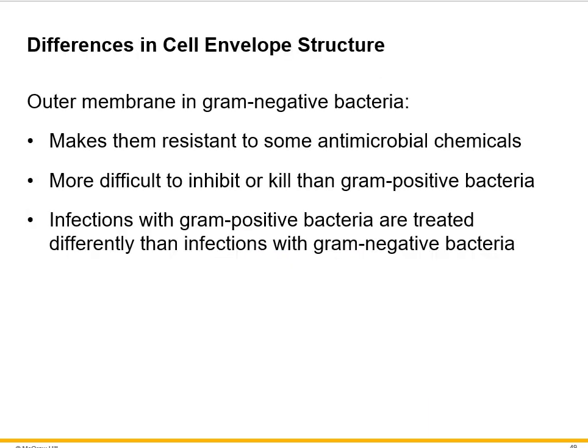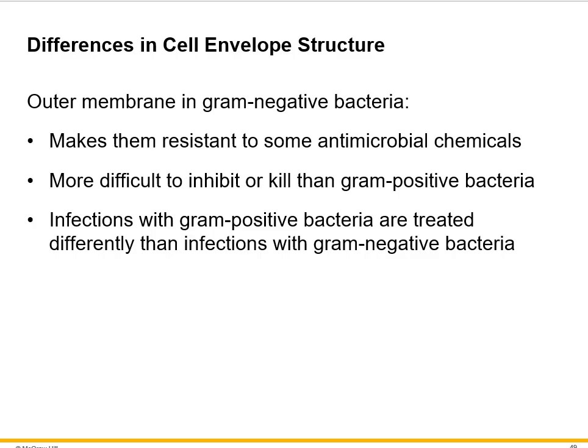So the differences in the cell envelope structure. The outer membrane in gram-negative bacteria makes them more resistant to antimicrobial chemicals. It makes them more difficult to kill or inhibit than the gram-positive bacteria. So because of that outer membrane, they are more difficult to kill and usually then end up being more pathogenic.